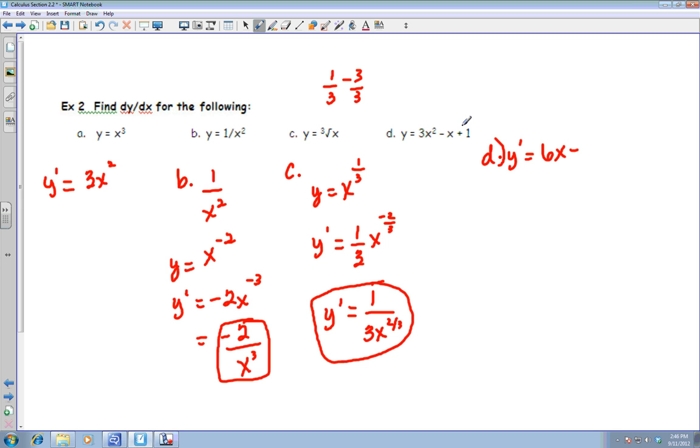Minus, if this is a 1 right here, bring down that 1, I get 1x to the 0, and anything to the 0 power is 1. So the derivative of x is 1, plus, what's the derivative of 1? 1 is a constant, so the derivative of 1 is just 0. So I'm not going to put that 0 down. 6x minus 1.